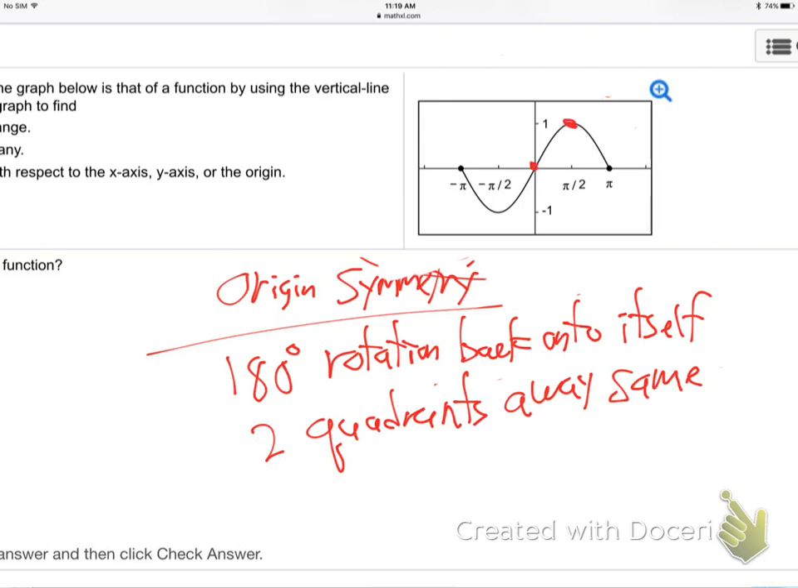Shoot it through the origin. Here's the origin, like a target practice. Shoot it right through the origin. It lands right there, the same distance to the other side. It has a corresponding point.